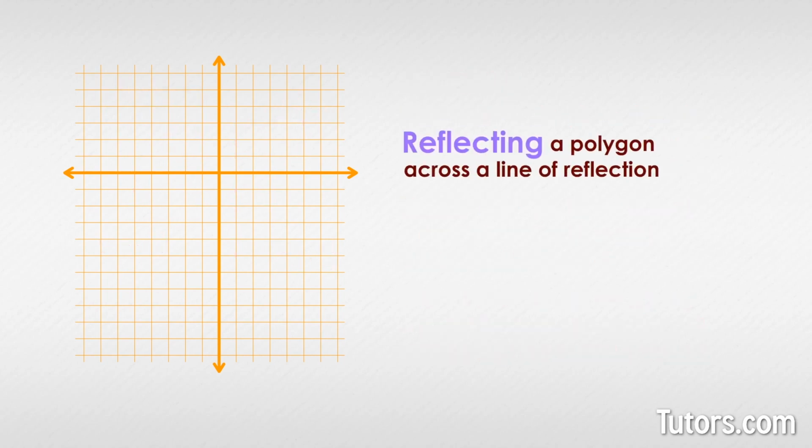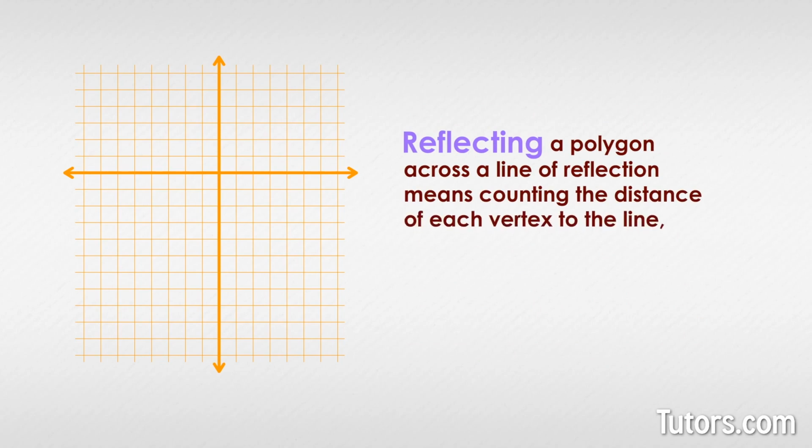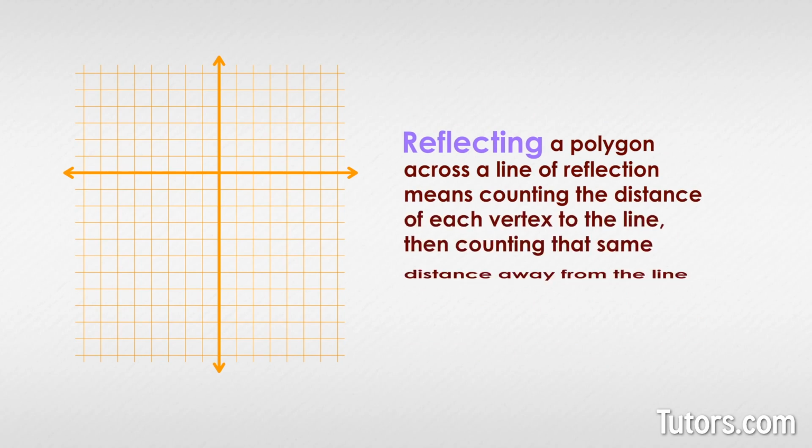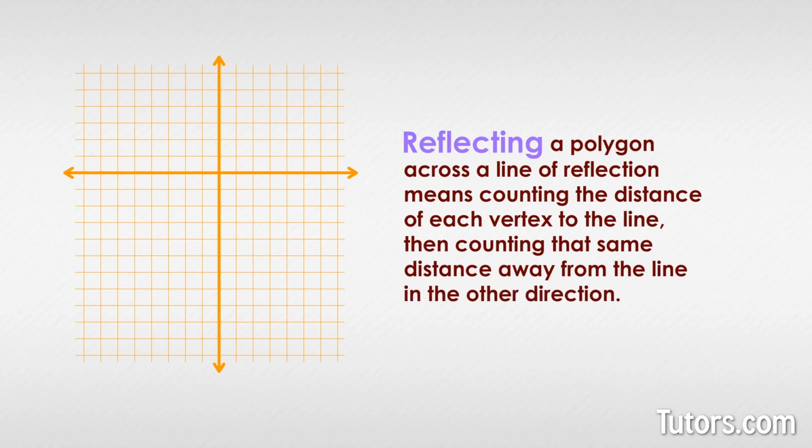Reflecting a polygon across a line of reflection means counting the distance of each vertex to the line, then counting that same distance away from the line in the other direction. If the figure has a vertex at -4, 5, and you are using the y-axis as the line of reflection, then the reflected vertex will be at 4, 5.